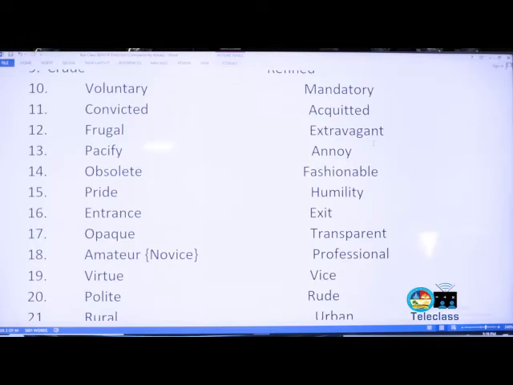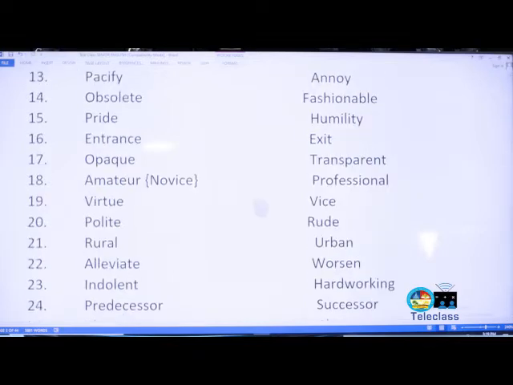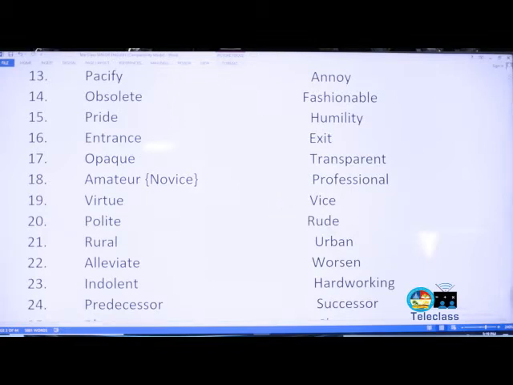Then the next thing is opaque. Opaque is something that light cannot pass through. So opposite is transparent. Transparent is what light can pass through. Then the next thing is amateur or novice. Amateur is someone that is new in something. Someone that is just a beginner. The opposite is a professional, that is a seasoned person, someone that is experienced.